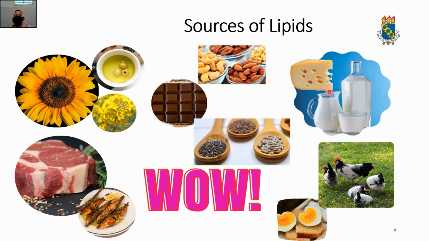And if you look at the animal sources, we can obtain these lipids from the meat, fish, poultry, and also from the dairy products in the form of milk, cheese or yogurt. So looking into all these sources, they are quite yummy.